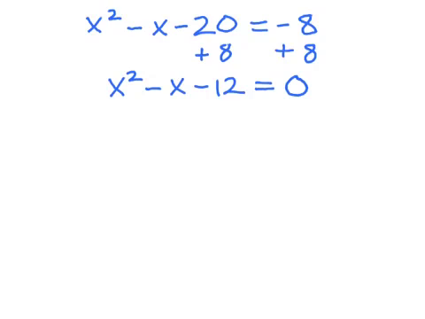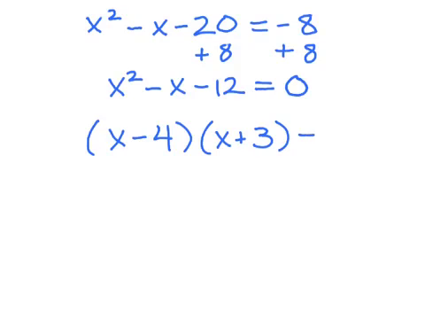So, looking at this, well, we want two things that multiply to negative 12, but add up to negative 1, the coefficient for the linear term there. And we're going to end up with (x - 4) and (x + 3). You'll notice that negative 4 times positive 3 will be negative 12, and negative 4 plus 3 will be negative 1. Those are the two we want.